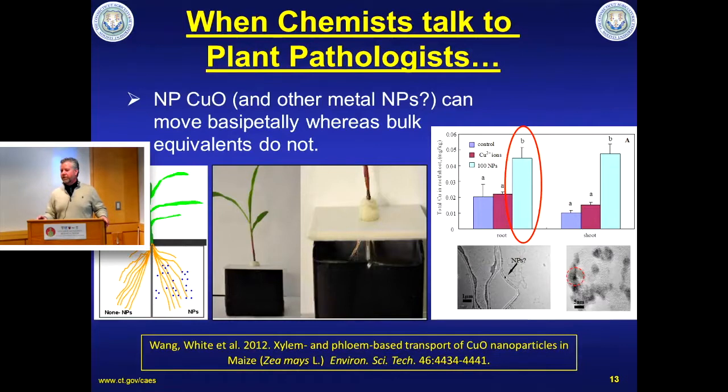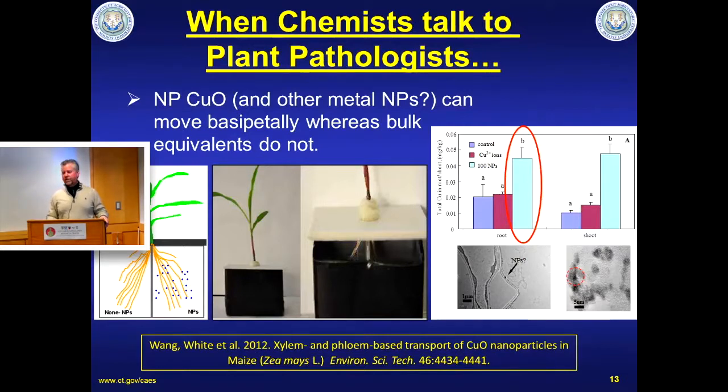To us, that just seemed like a pretty cool finding and observation. Xylem and phloem-based transport, that's what we called it. Well, my plant pathologist colleague became very excited to the point of being agitated. And if you've ever seen a plant pathologist get excited, it's pretty funny. Because remember what we just said, this isn't supposed to happen. Plants are not supposed to be able to send things like copper from the shoot system to the roots. And so this is how I got involved in this nanoscale nutrient application work.